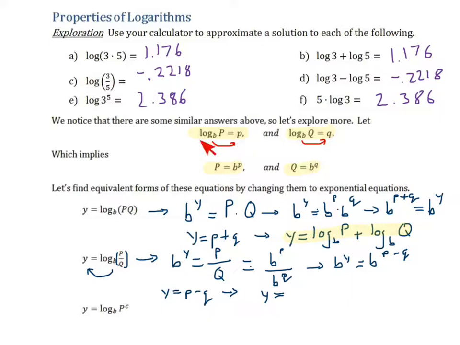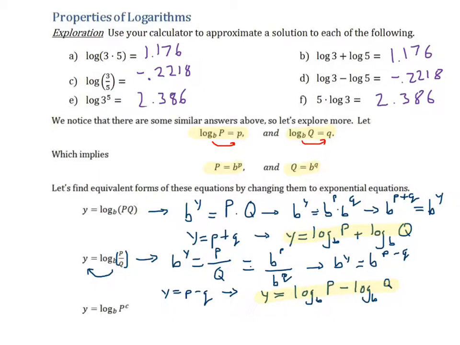Let's finish off with some substitution from up above. We know what little p is and little q is, so let's put the logarithms back in there. Log base b of capital P minus log base b of capital Q. Okay? And there is our second property of logarithms. When we are dividing inside the logarithm, we can write that as the difference of two logarithms there.